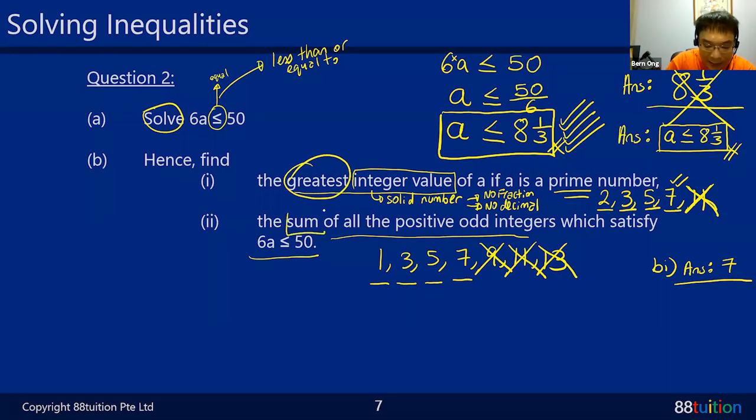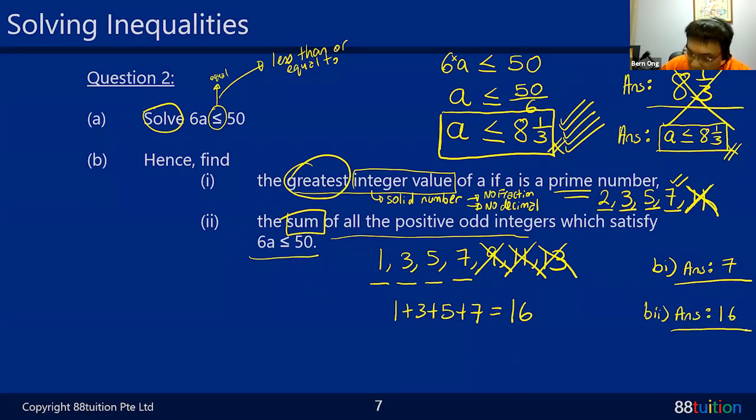You're looking for the sum, so just add: 1 plus 3 plus 5 plus 7. The answer should give you 16. Doreen, you got it correct. Good job. Not so difficult, right? So B part 2, the answer is 16. Inequalities for Sec 1 is still considered very simple. Azad, it is not 17, it's 16. 1 plus 3 is 4, 4 plus 5 is 9, 9 plus 7 is 16.